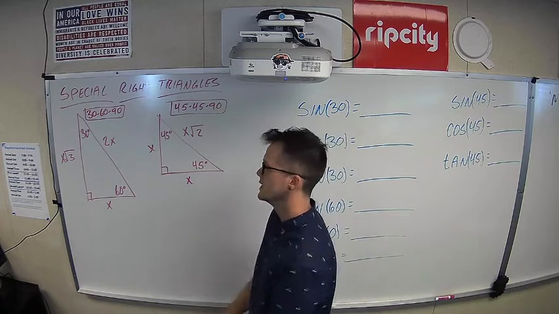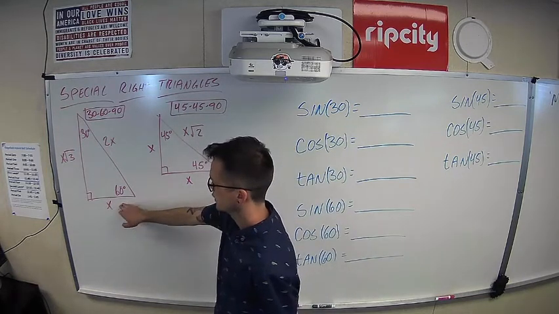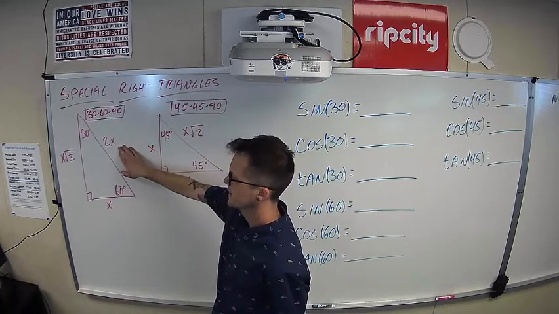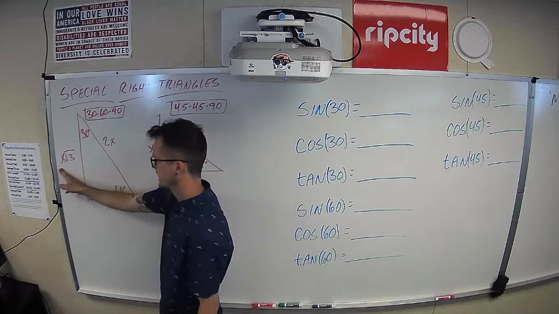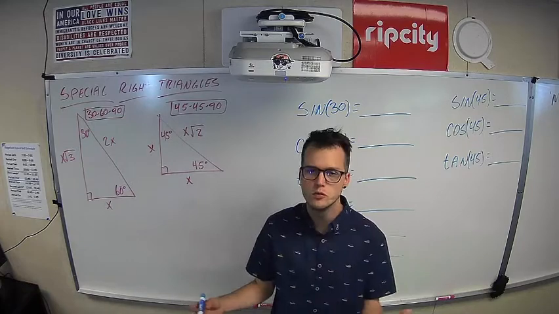So what does this mean? Well, if you know the length of the short leg of a 30, 60, 90 triangle, you know the hypotenuse is going to be exactly twice that length. And then the long leg, you take the short leg and multiply it by root 3. Okay, fine and well. Let's do a quick example.